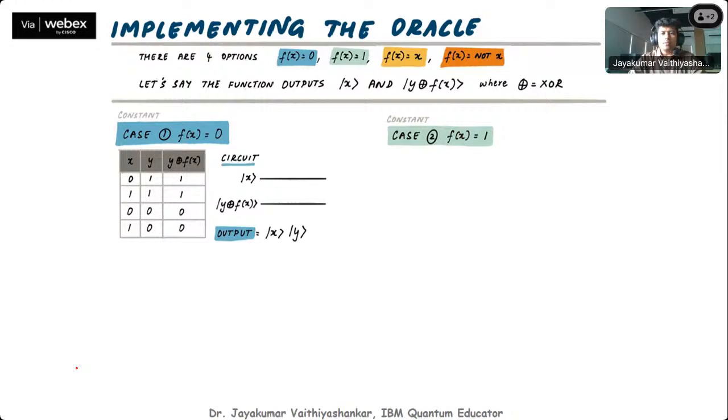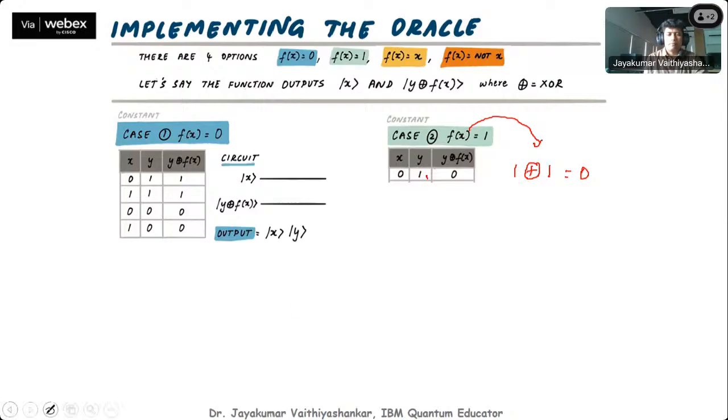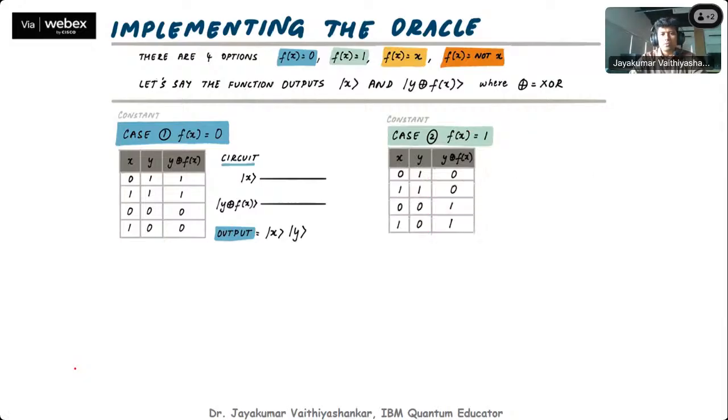Second case, f of x equal to 1. Substitute all these values. What is the function given? Y XOR with f of x. So take this input: 1 XOR with f of x, which is 1, gives 0. Do it like this for all combinations and you'll get the output.